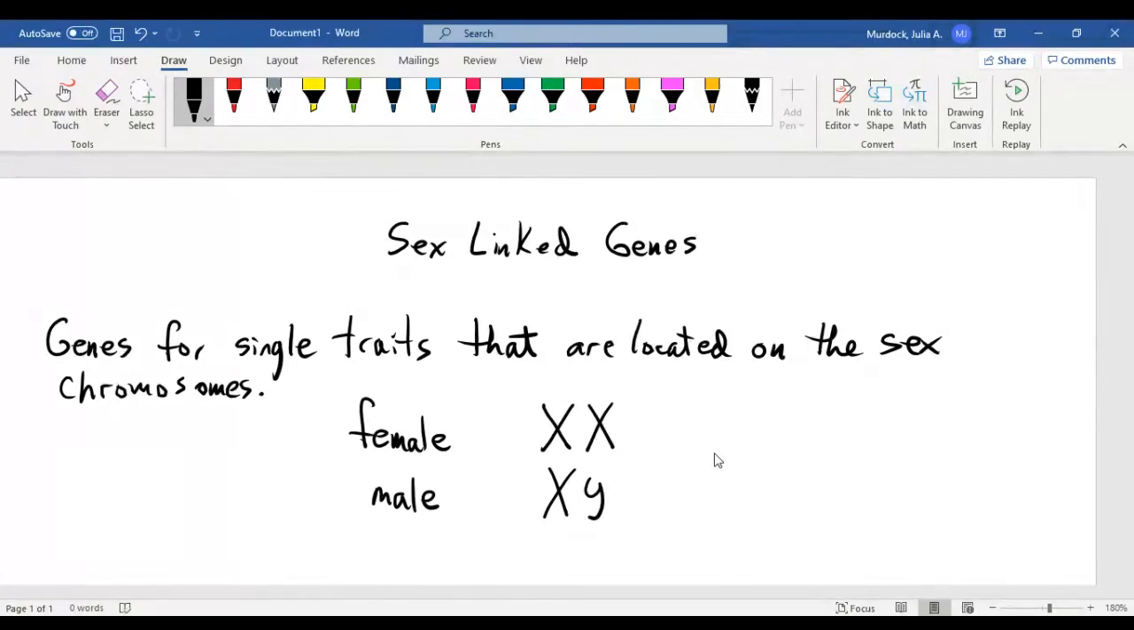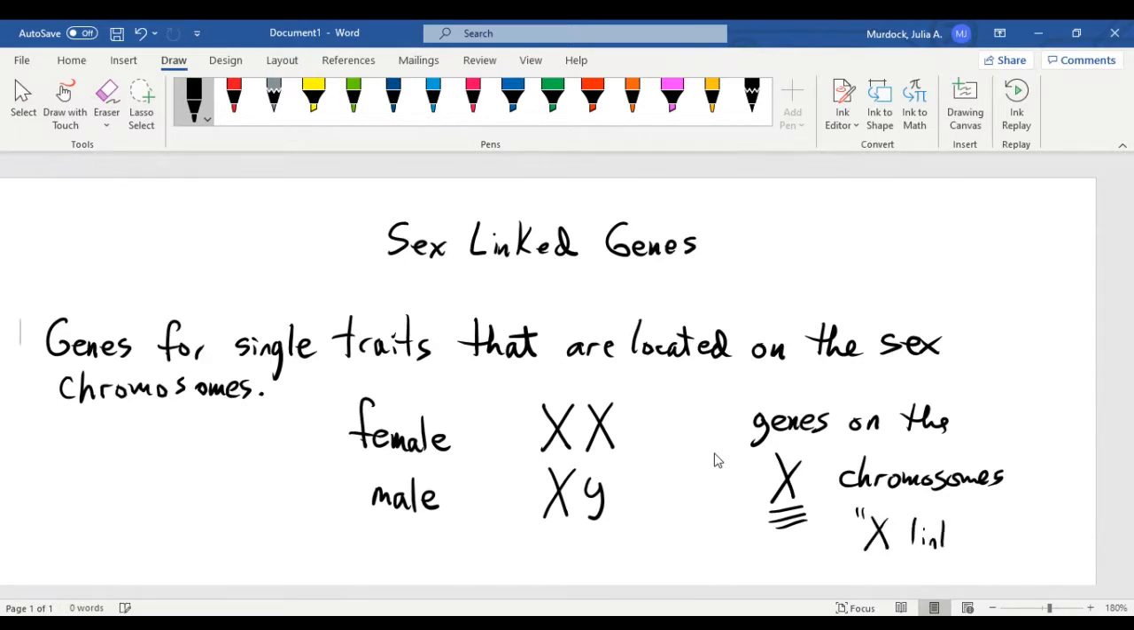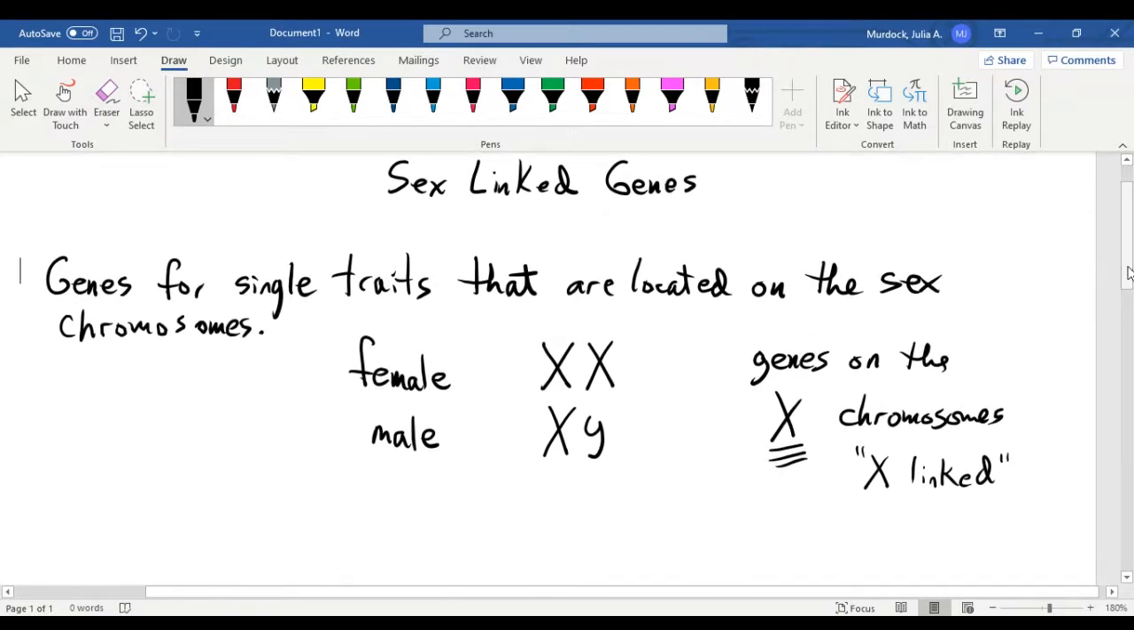So when we're talking about particular traits that are located on sex chromosomes, in our case, we're talking about genes that are on the X chromosomes only. Okay, only on the X's. This is something called X-linked. And there is such a thing as Y-linked genes. But in terms of what we need to learn for AP biology and what you learned as freshmen, all the genes we learned about are X-linked.